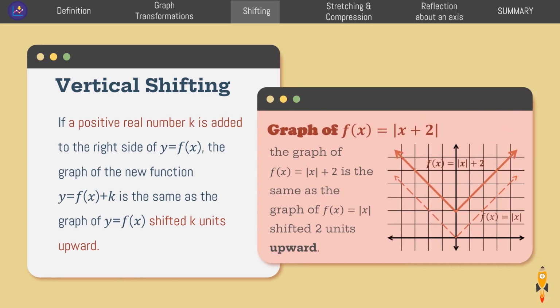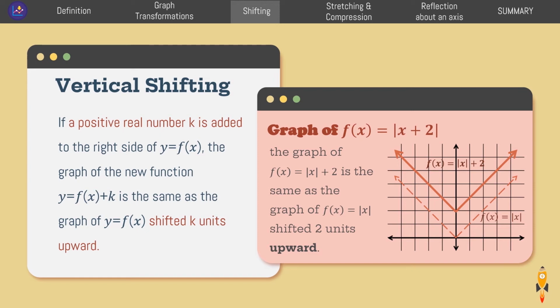Example: sketch the graph of f(x) = |x| + 2. Solution: in f(x) = |x| + 2, the positive real number 2 is added to the function f(x) = |x|.